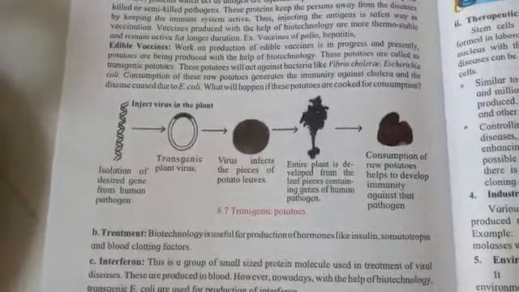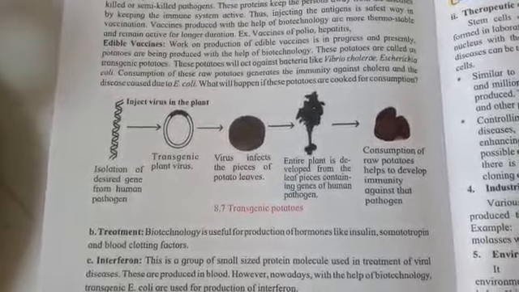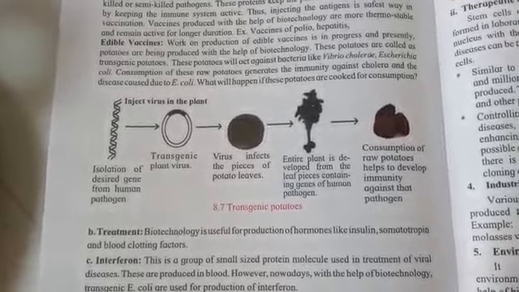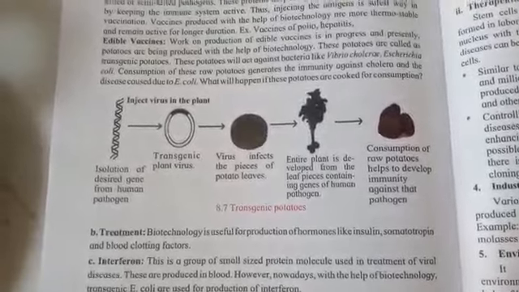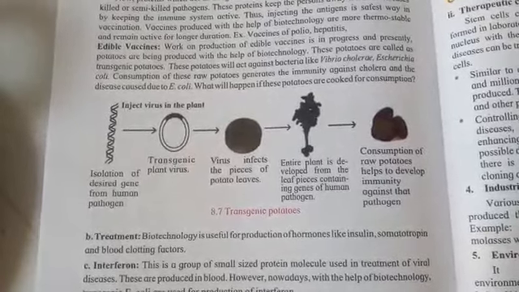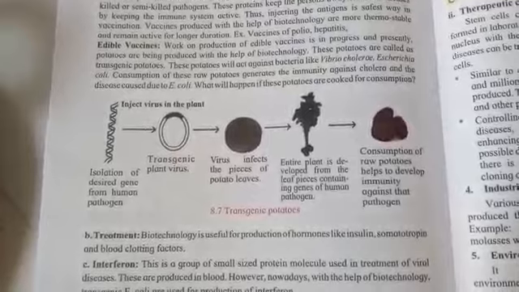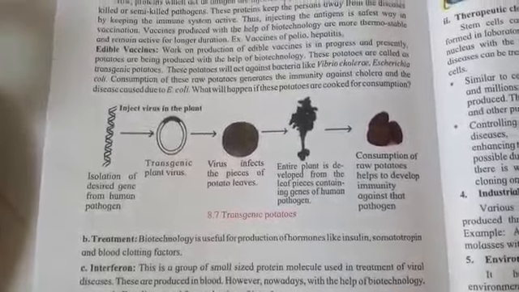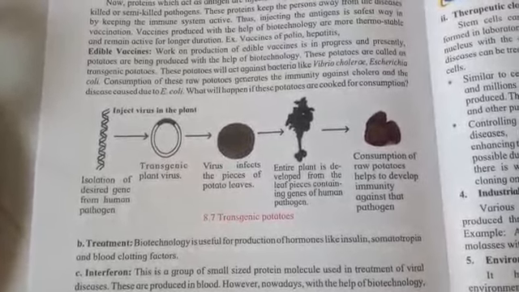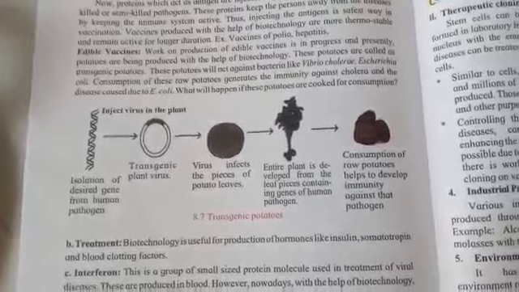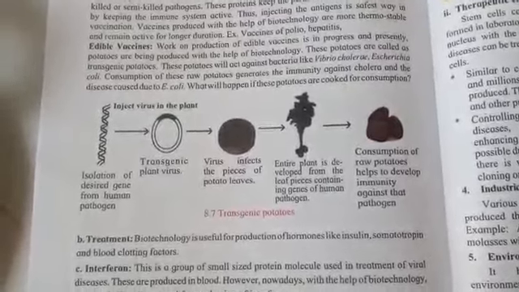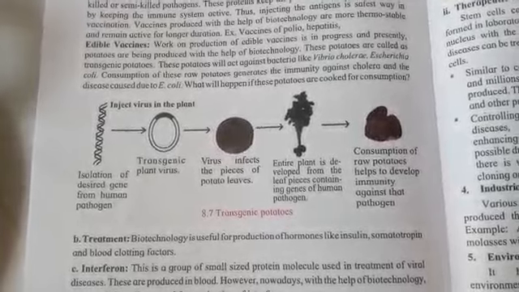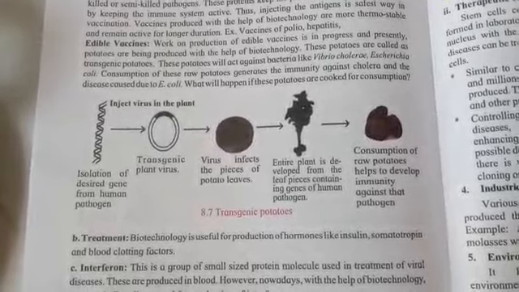Research is going on in potatoes. The potatoes are being produced with the help of biotechnology, and these are transgenic potatoes, because a particular pathogen gene will be introduced into the genome of the potatoes itself, and these potatoes will act against bacteria like Vibrio cholerae and E. coli, which cause diarrhea. So consumption of these raw potatoes will generate immunity against cholera and diarrhea.